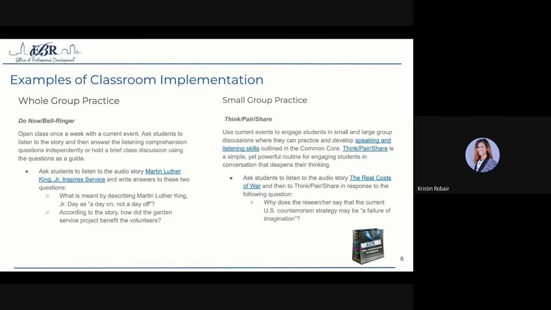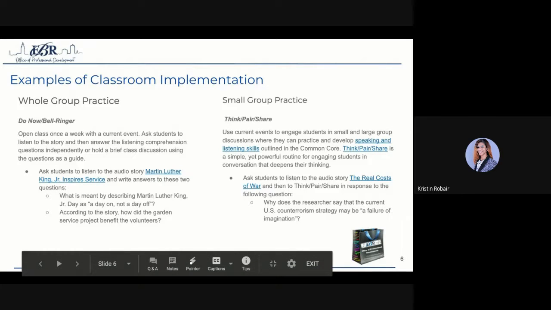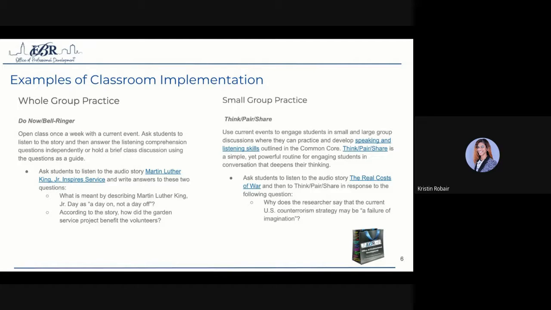One example of how I use the think, pair, share was when my students recently did the John F. Kennedy speech, his inaugural speech. And so what happened was, after we read the speech, we listened to a podcast that focused on John F. Kennedy's presidency, as well as a little bit about his personal life, how his personal life really took more media coverage than his professional life. And so the students were able to make those connections between the text as well as the podcast.